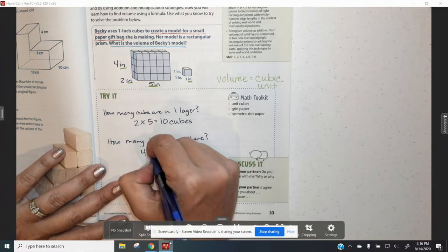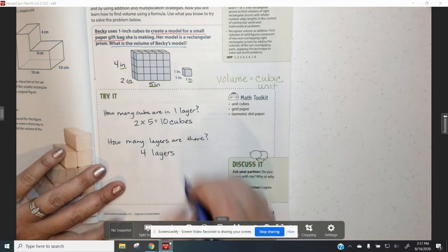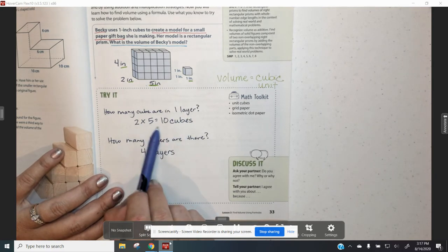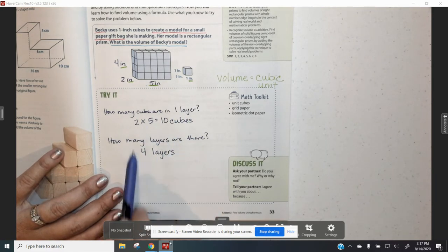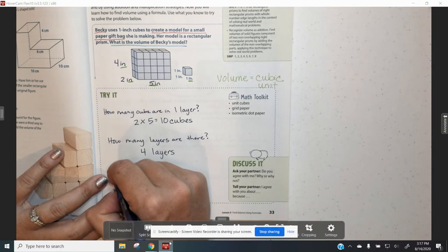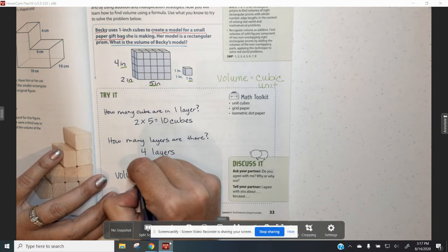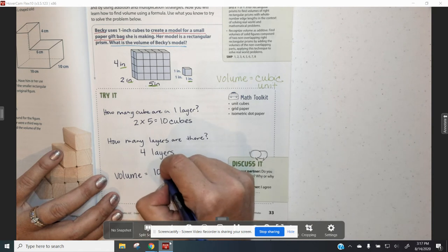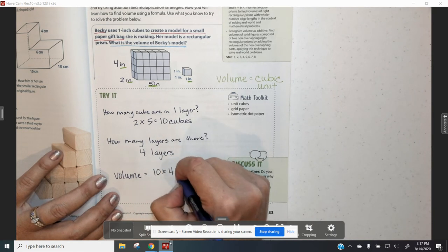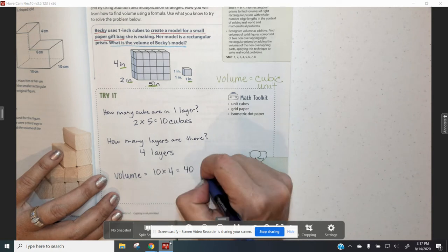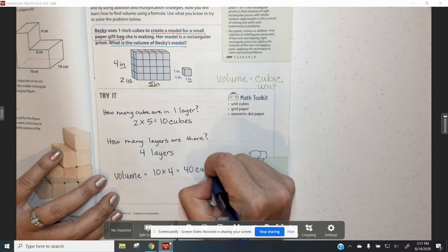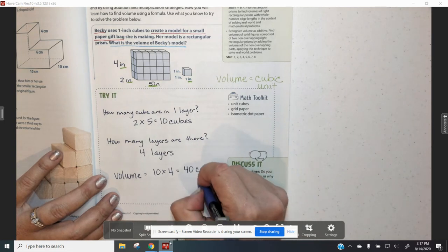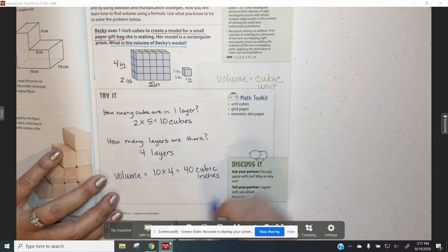So I have 4 layers. To find the total volume, I know that I multiply how many cubes are in one layer times how many layers there are. So my volume is equal to 10 cubes per layer times 4 layers, which equals 40 cubic. And then in this case, my unit is inches. So I'm going to write cubic inches.